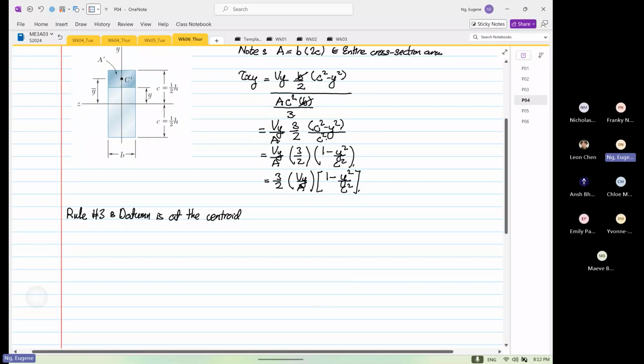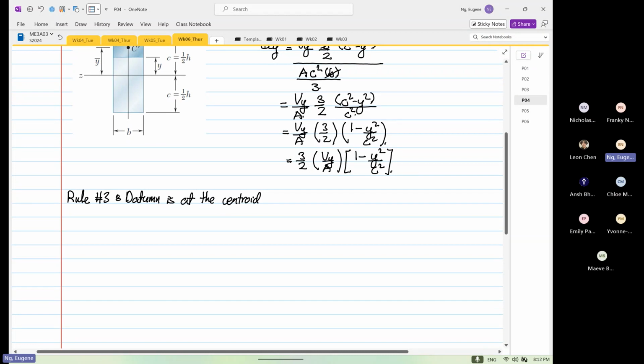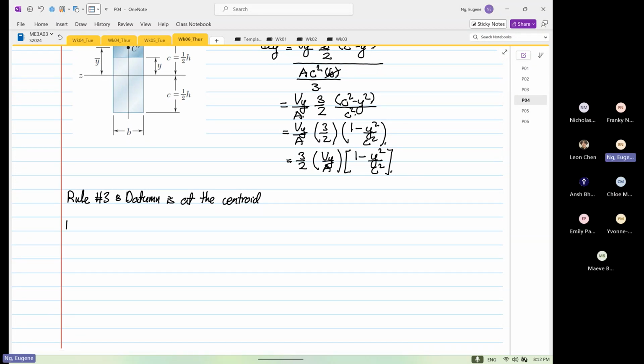3, the datum is at the center. And then from here, based on the countless examples I've done, rule number 4: the first moment of area cannot cross the centroid.